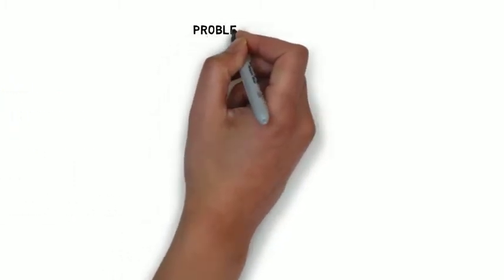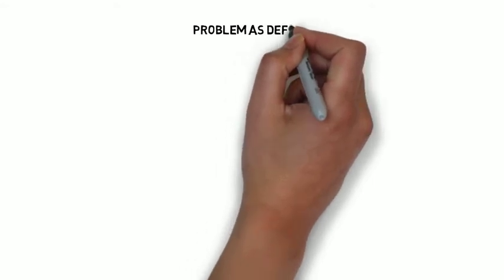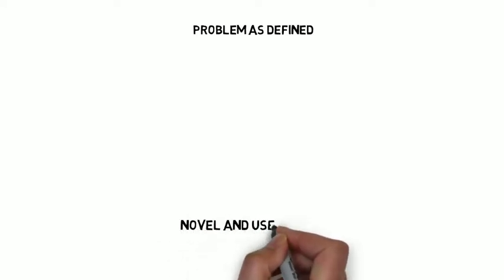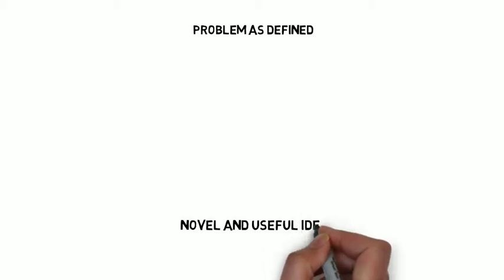Now, if you're running a creative problem-solving session, it's always ideal to walk into that session with a good understanding of what the key issue is that the problem owner is trying to address, and we refer to that as the problem as defined. The intention of the session is to start with that problem as defined and run through a process that will deliver a novel and useful idea, which is our standard definition of creativity.